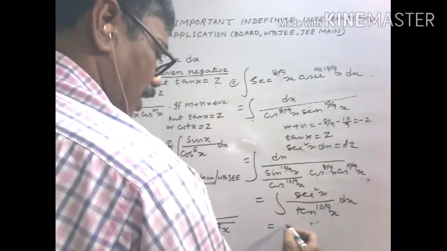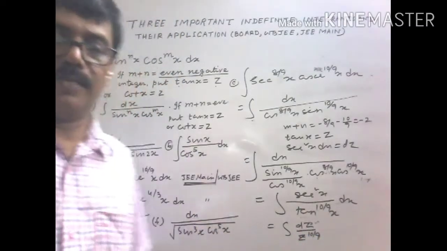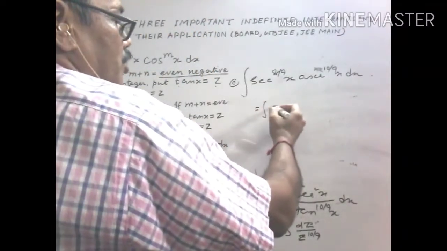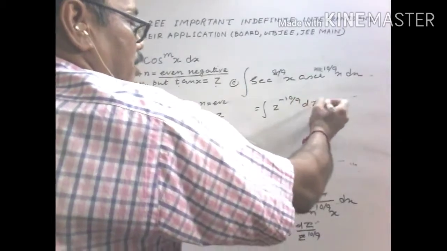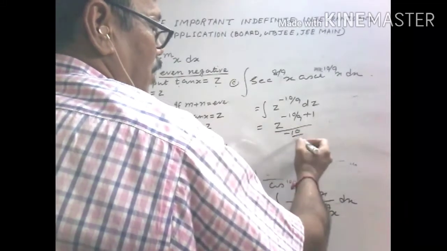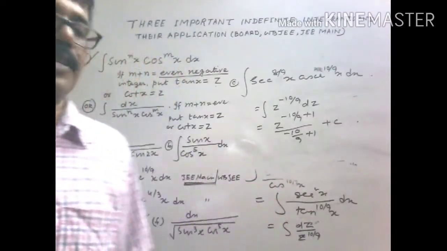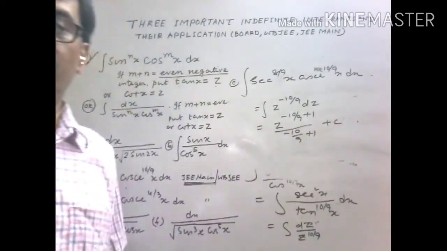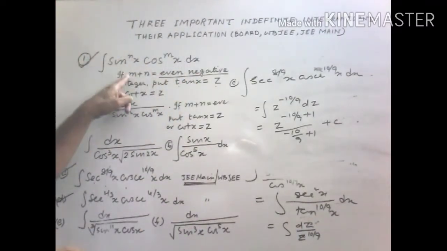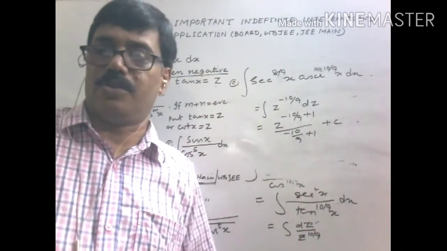So what are we getting? We are getting dz by z to the power 10 by 9. So finally this is z to the power minus 10 by 9 dz. This is the standard formula, minus 10 by 9 plus 1, plus c. Putting the value of z, we get the primitive, that is the solution. So look at this rule: if m plus n is an even negative integer, put tan x equals z or cot x equals z.